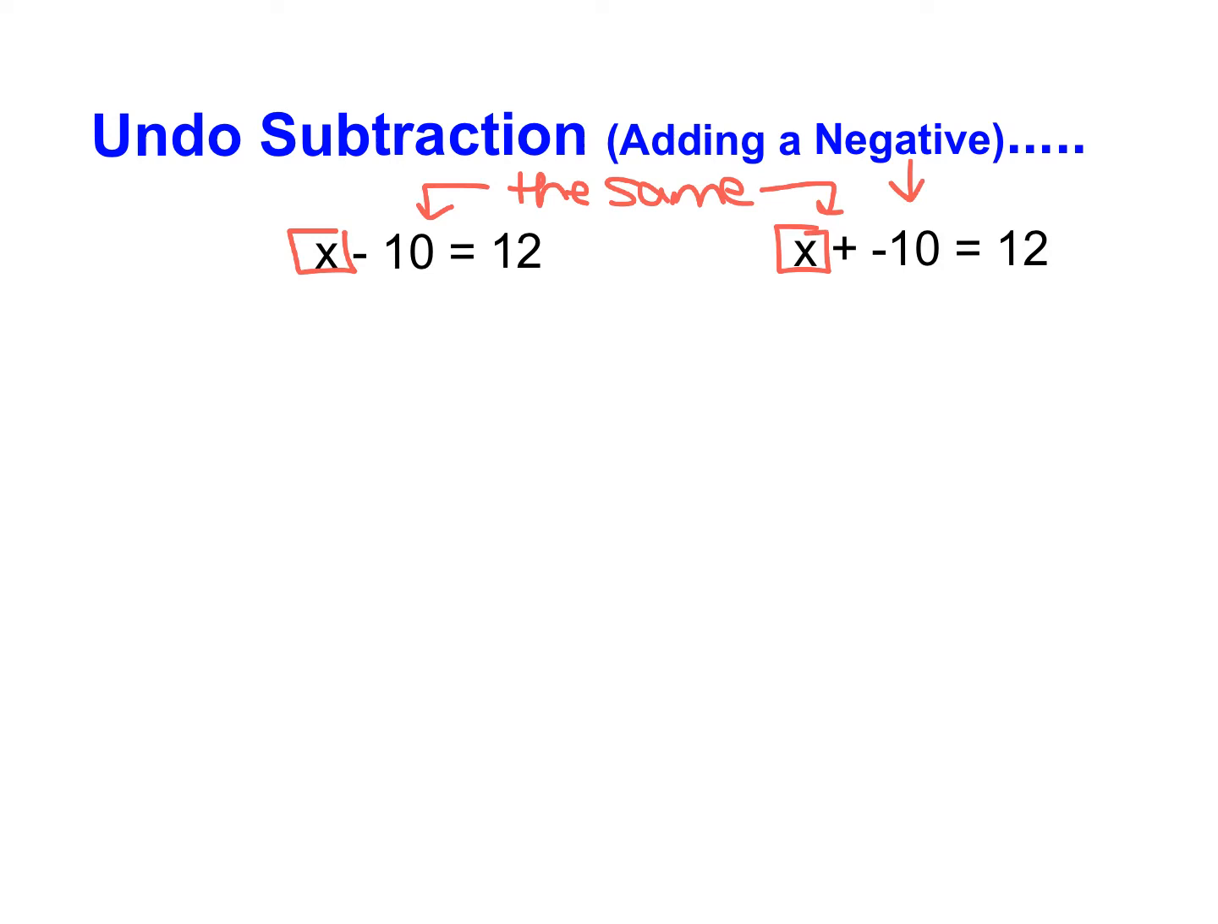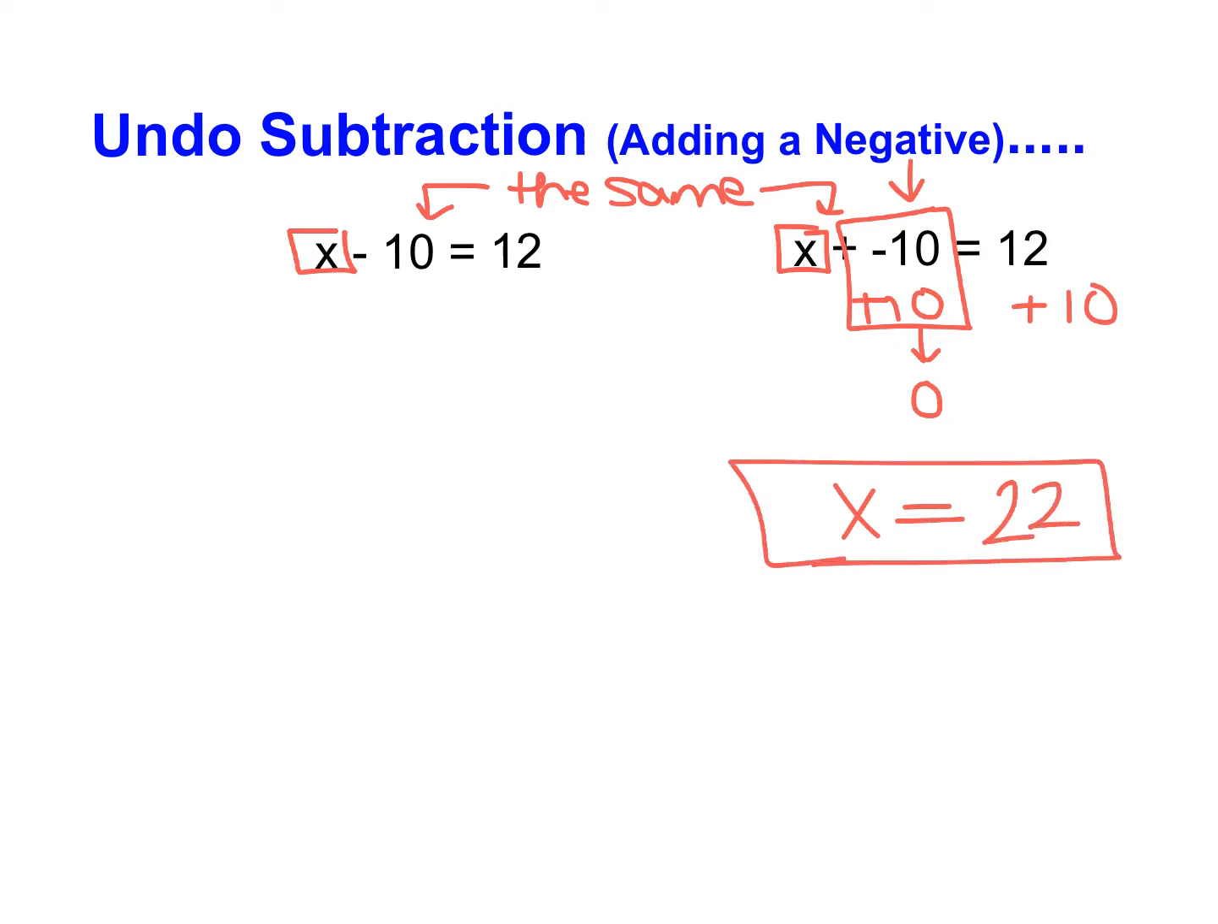So what we can do here is we notice that we have a negative 10 on the same side of the equation as x. And in order to get rid of that negative 10, we would have to add 10 to the left-hand side. And then remember, whatever we do to one side of the equation, we must do to the other. And as we do this, negative 10 plus 10 becomes 0. So we just have x on the left-hand side. And 12 plus 10 gives us 22.